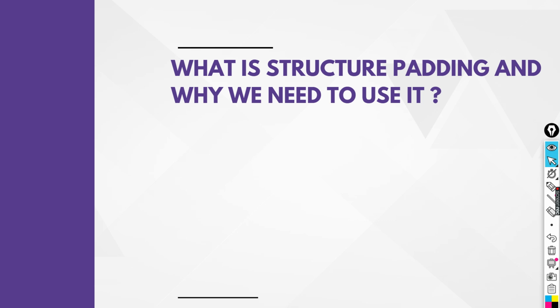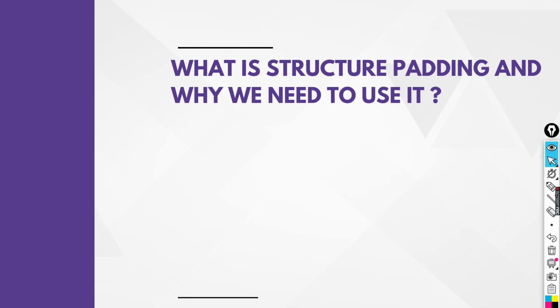Let's see what structure padding is and why we need to use it. Structure padding is the automatic addition of extra bytes by the compiler between structure members to align data in memory efficiently. This ensures that data is accessed faster. Why we need structure padding is to avoid unaligned memory access. For example, if we are storing a character of 1 byte first and then we are storing a 4 byte value, the memory will be unaligned.